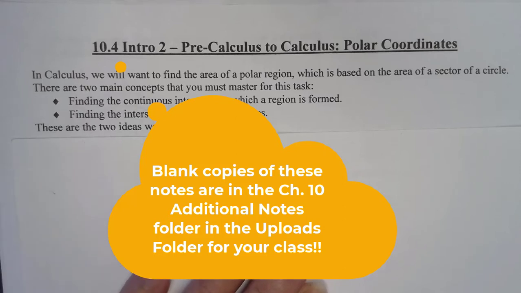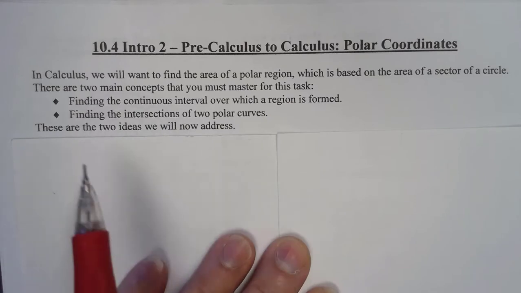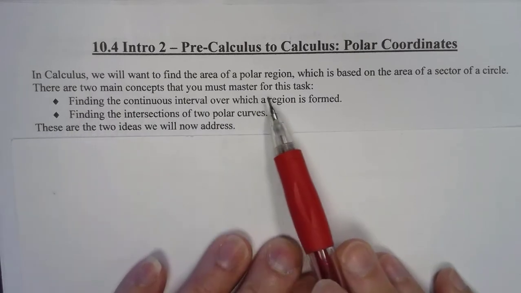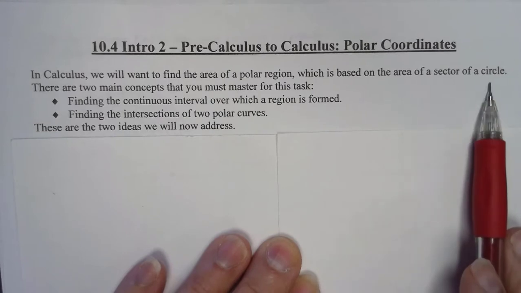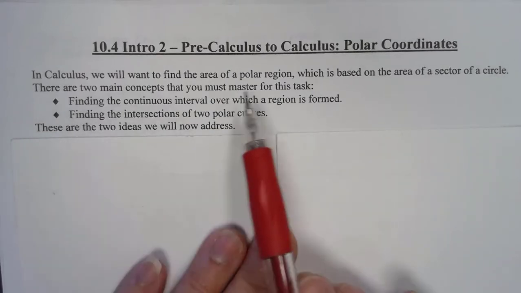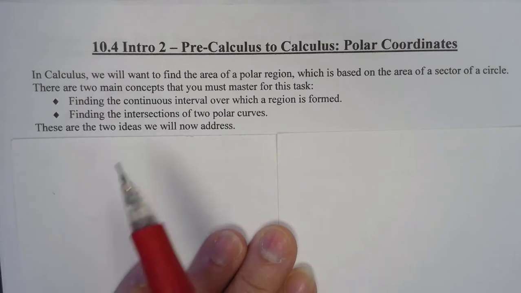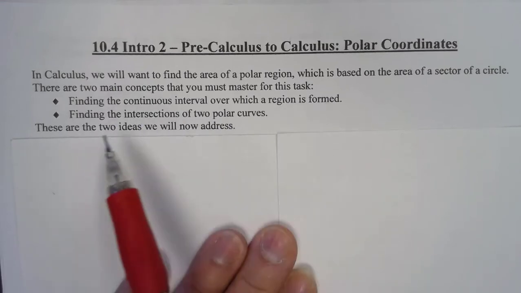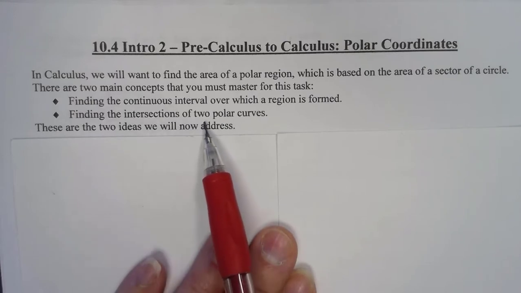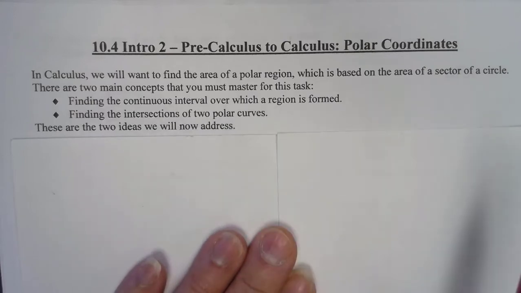Okay, our next introductory topic before we get to what's in the lecture manual is in calculus. We will want to find the area of a polar region, which is based on the area of a sector of a circle. There are two main concepts you must master for this task: finding the continuous interval over which the region is formed and finding the intersections of two polar curves. So these are two ideas we're going to address.